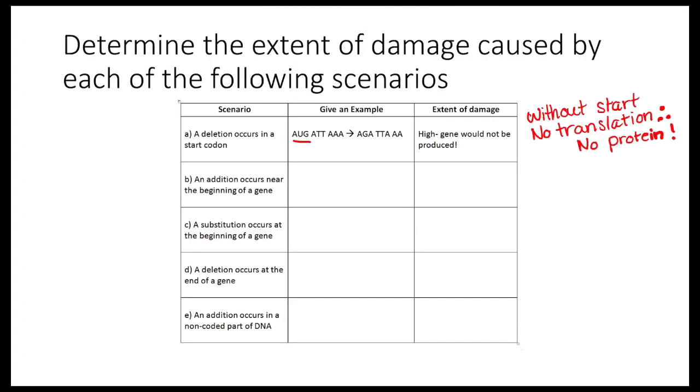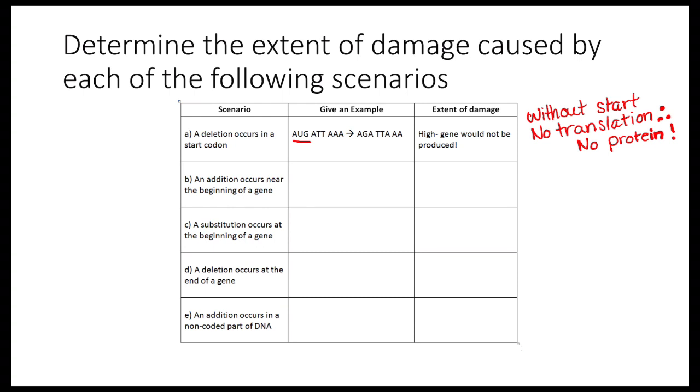Okay, so determine the extent of the damage caused by each of the following scenarios. So I'll help you through the first one, but essentially I want you to think up an example of what this would look like if the change was to occur, and then think about what's the extent of the damage. So for scenario number one, deletion occurs in the start codon.